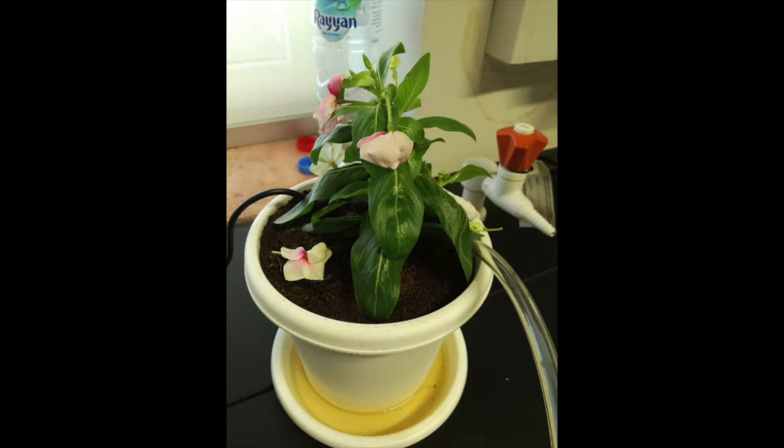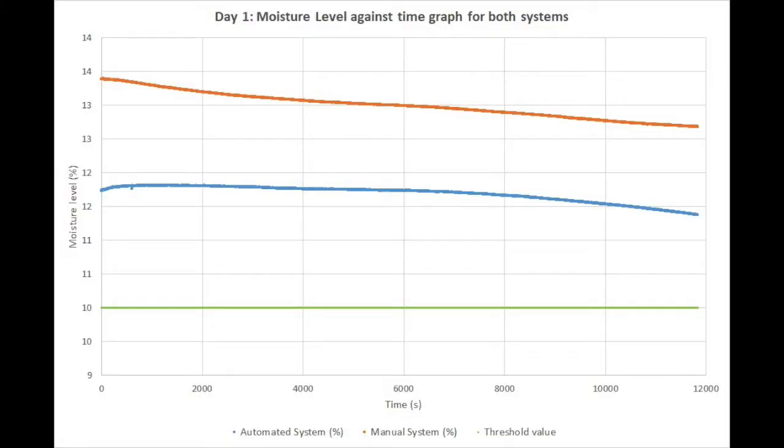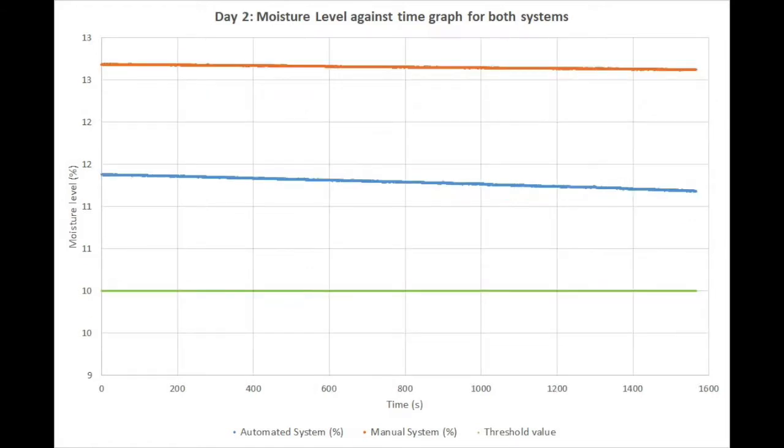Once the experiment ran without any problems for 2 more days, we replaced the test plants with 2 new identical plants and repeated the experiment. This is the graph for day 1, which shows change in moisture level percentage over time. As you can see, there's a general decrease in the moisture level.